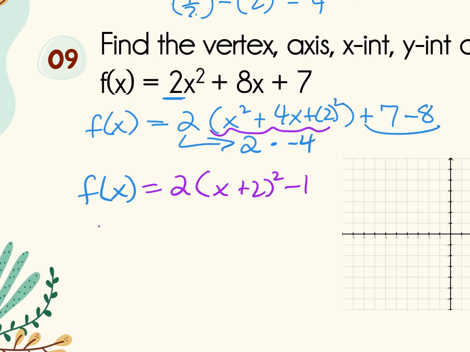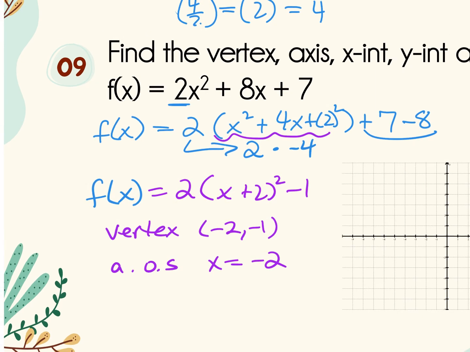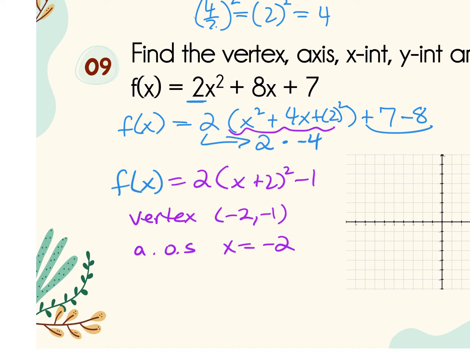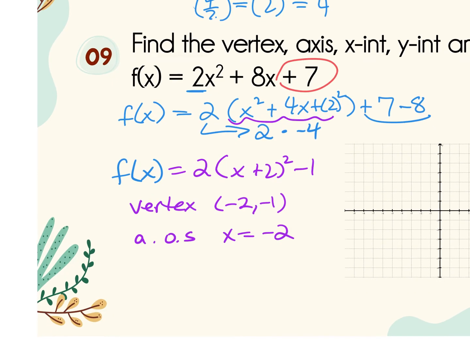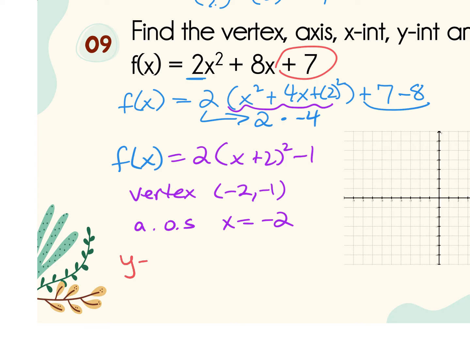I can pull out my vertex. It's the ordered pair (-2, -1). My axis of symmetry is x equals -2. For my y-intercept, I can go back up to the beginning. It's just the c. So my y-intercept is the ordered pair (0, 7).